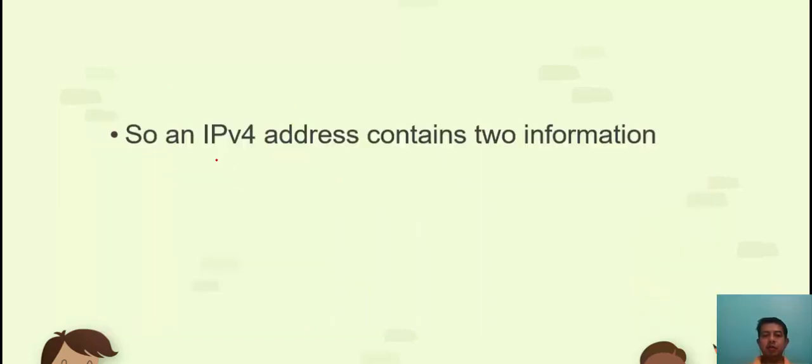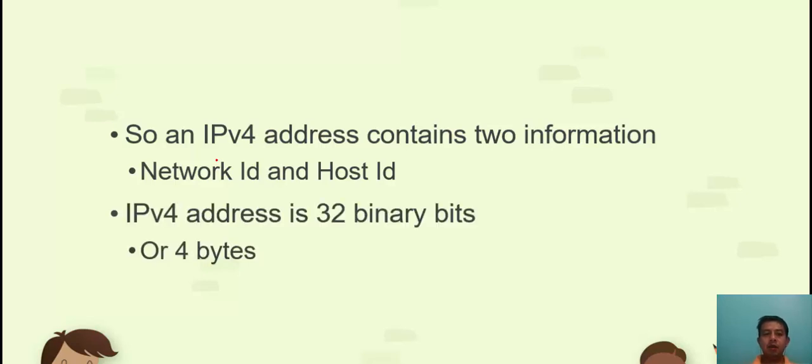Similarly, an IPv4 address, or in fact even an IPv6 address, contains two pieces of information: the network ID and the host ID. So whatever IP address you see, whether it's IPv4 or IPv6, it provides two pieces of information. One is the network ID and the other is the host ID. Now remember, IPv4 addresses are 32 binary bits. That means the size of an IPv4 address is 32 bits, or 4 bytes. The size of an IPv6 address is much bigger. We'll be discussing IPv6 addresses in a separate lecture in detail. So in this lecture, we'll simply concentrate on IPv4 addresses.